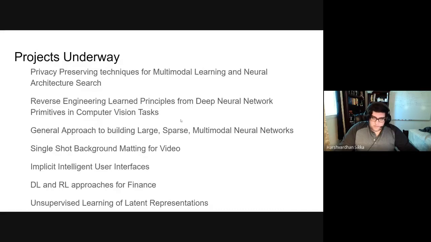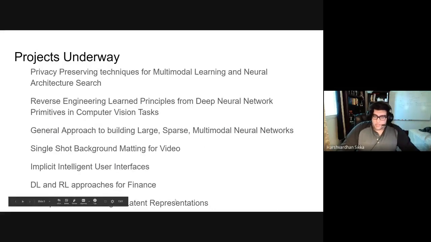So first of all, there's that project, where we're studying privacy-preserving techniques, including differential privacy and federated learning, on multimodal learning, meta-learning, and specifically architecture generation.